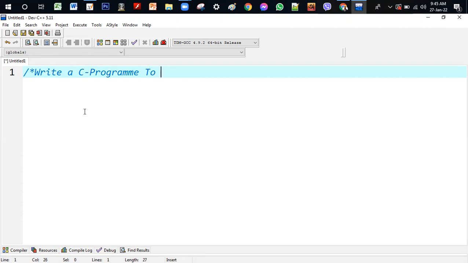Write a C program to calculate the area of a right angle triangle.